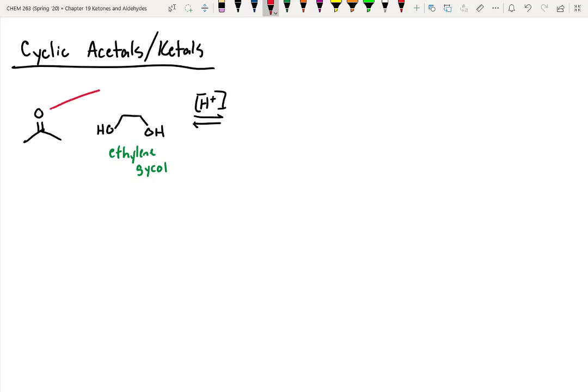Okay, so first step will be to protonate the carbonyl. This will make that ketone or aldehyde really electrophilic. And then in your next step, your alcohol, at least one of them, can add in and kick up electrons to that oxygen. All right, so let's take a look at what happens next.